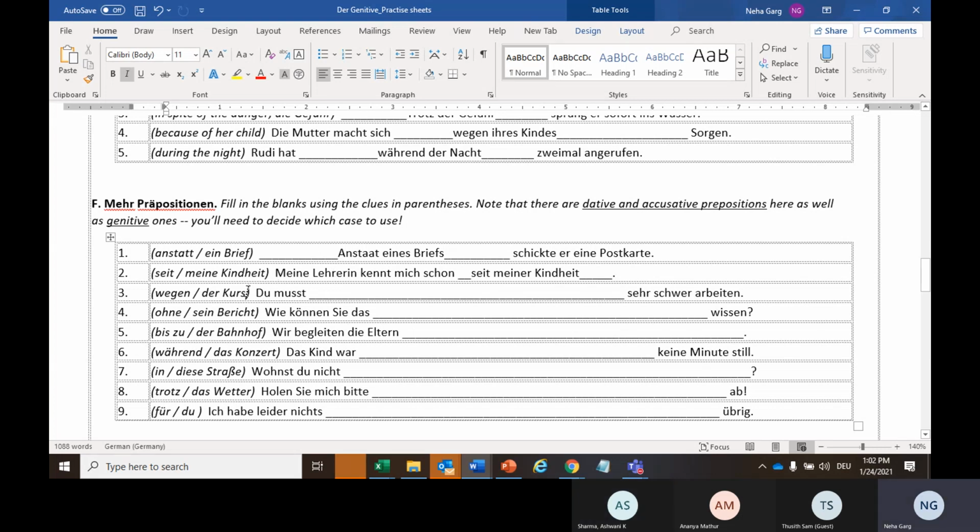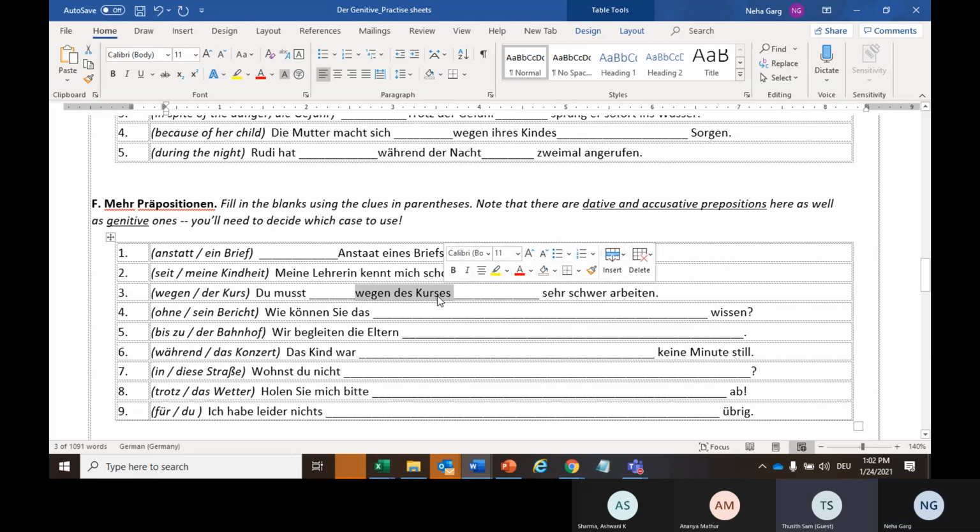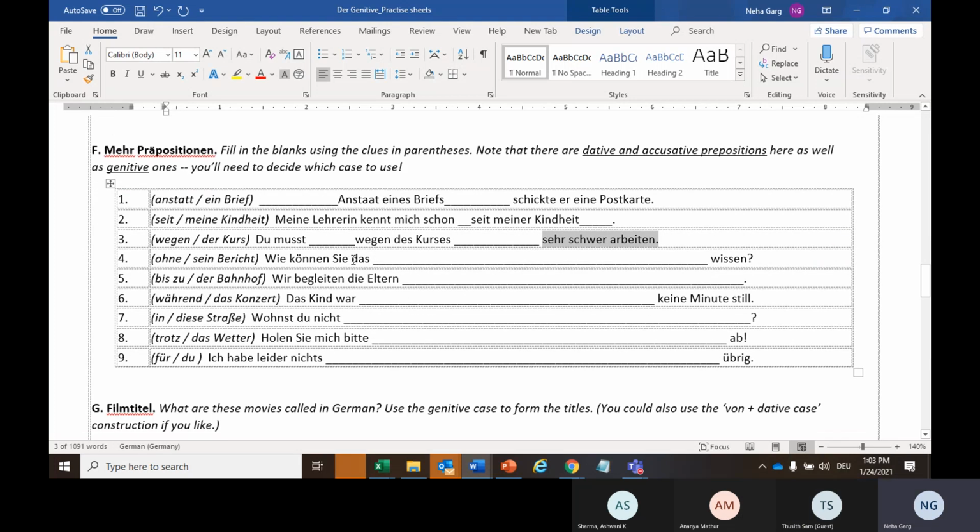Yeah, klar. Okay. Next, Sam, you want to try? Yeah. So du musst wegen des Kurses sehr schwer arbeiten. Because of the course, you have to work hard. Yes. Because the course, or the exam, may be a little tough to crack. So because of the course, you have to work hard.